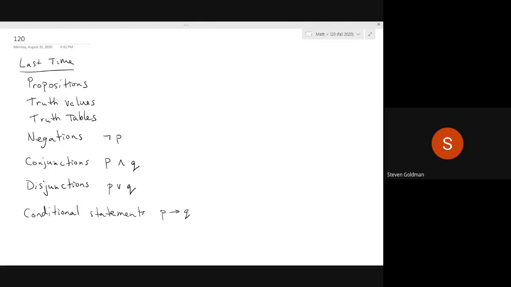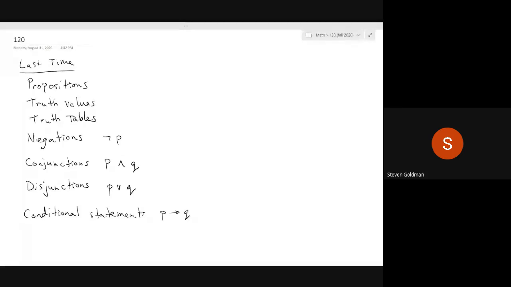So remember, we said that a conjunction will be true only when both of its parts are true. Disjunctions will be true when at least one of its parts is true. And conditional statements are only false when the hypothesis P is true, but the conclusion Q is false. And we also gave a couple of alternative ways of writing conditional statements in English.